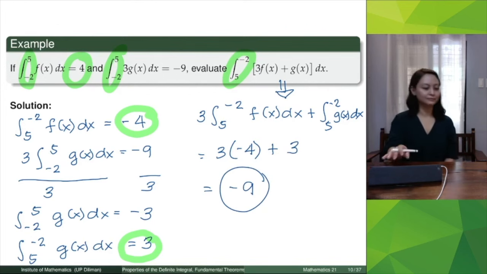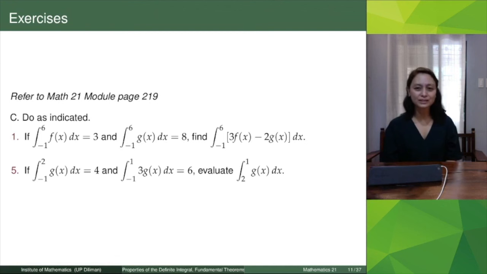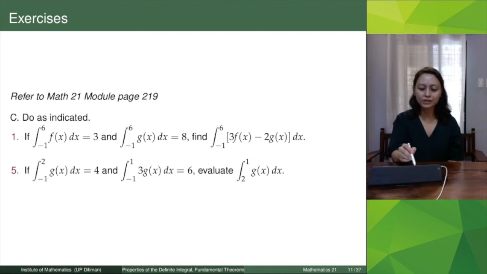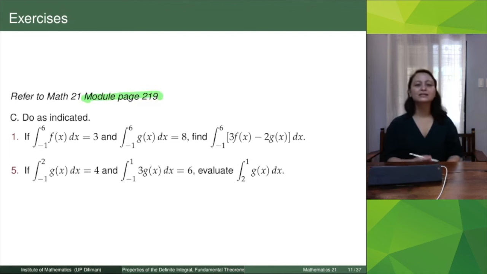Okay? So before you watch the discussion videos, please try to answer these items. Okay? So it's on page 219 of your module, part C, practice or answer items 1 and 5.